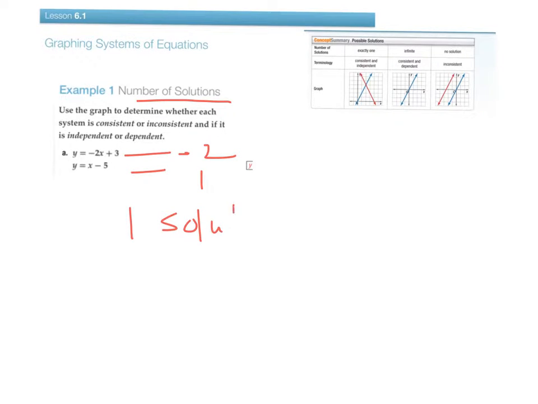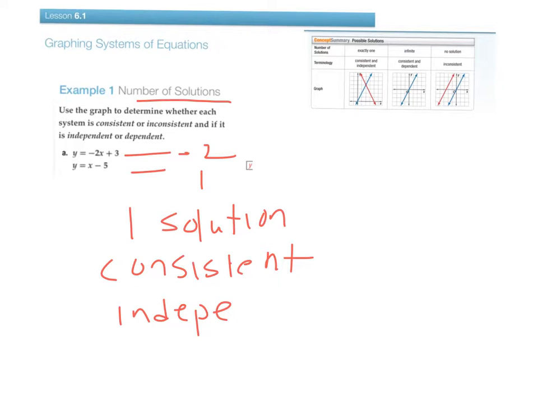Now because we're going to have one solution, we're going to have lines that cross each other. So we have what's called a consistent set. And because they cross each other in different directions, they're independent. So you have to look at the, let me erase this, independent.